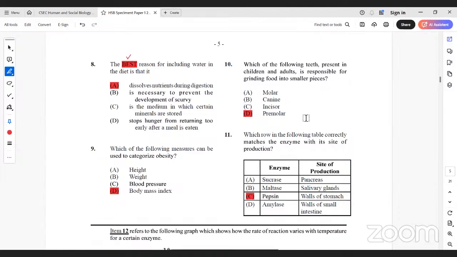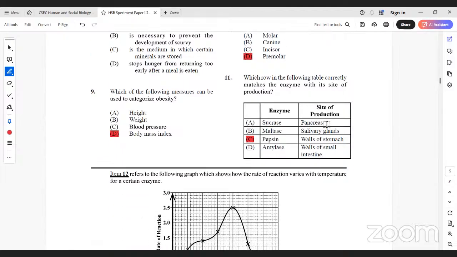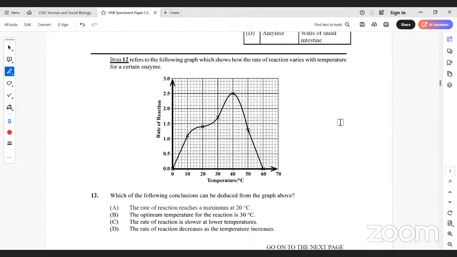All right, so we did 11 before 10. That was by accident. Let's go on to number 12. Item 12, we get a graph, and there will be graphical data.